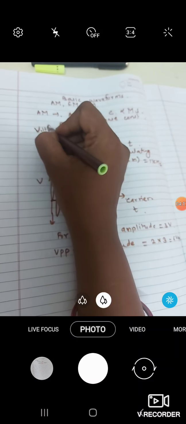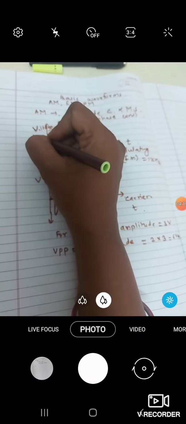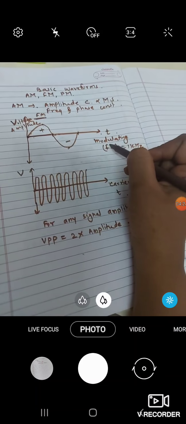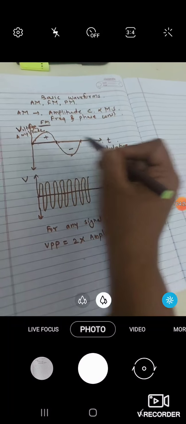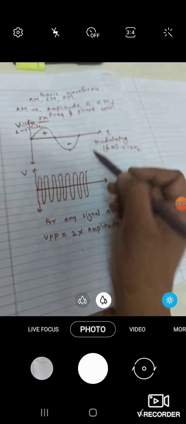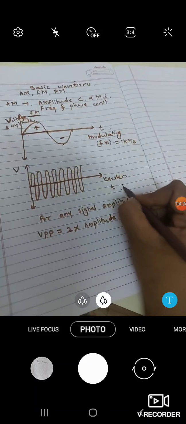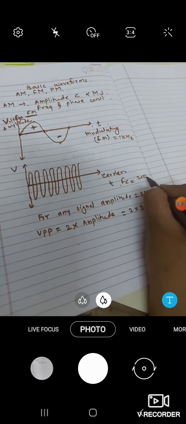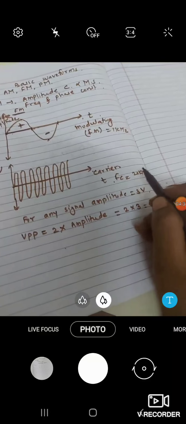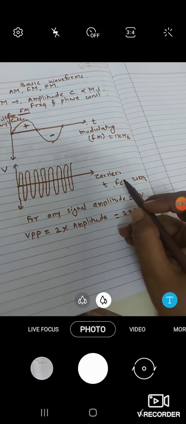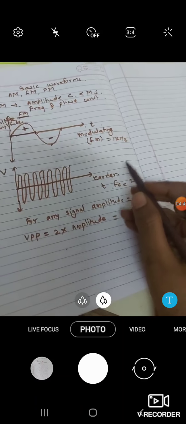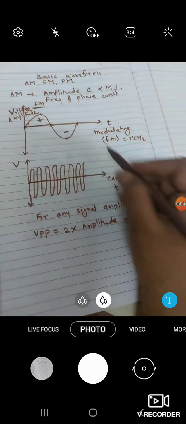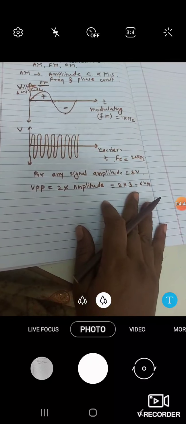So here it is represented as voltage, or here it is also represented as the amplitude, and here on the x-axis it is represented as time. This is the positive and this is the negative half cycle. Again the carrier frequency is denoted by fc. So the carrier frequency should be far greater as compared with the frequency of the modulating signal. That care you have to take. So this is another point that you have to remember.